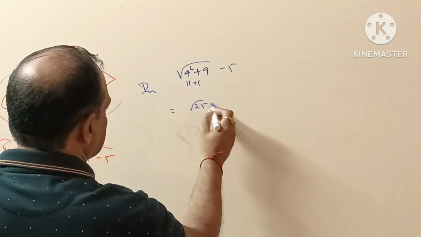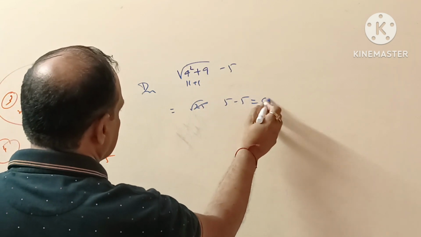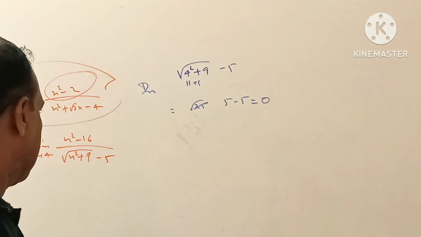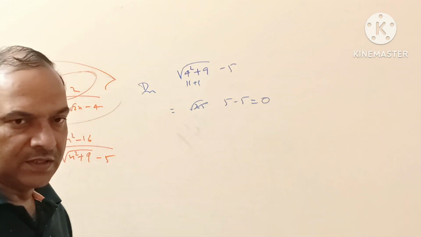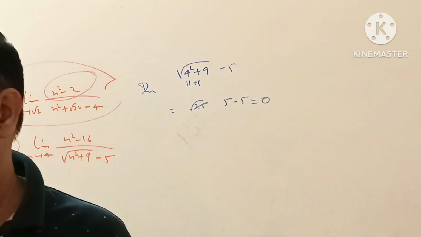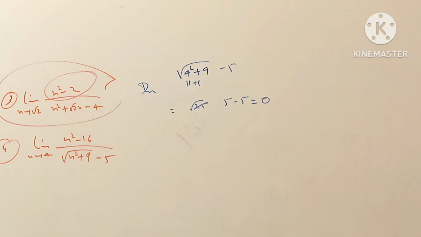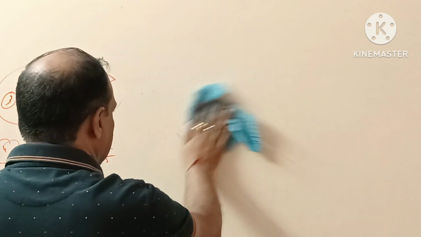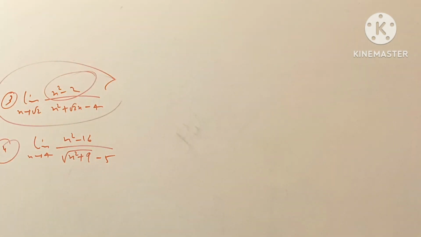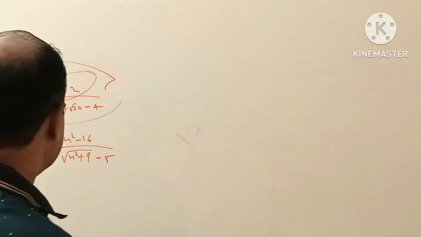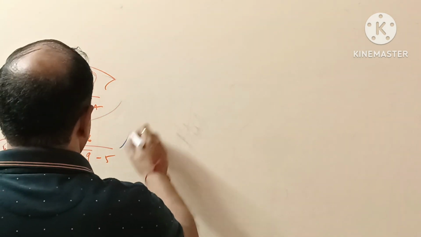Root 25 is 5, and 5 minus 5 is 0. It means that if I apply 4 as the limit in the denominator, I will be getting 0. So if it is like this, you have to solve the function, and here we can simply apply the L'Hospital rule.